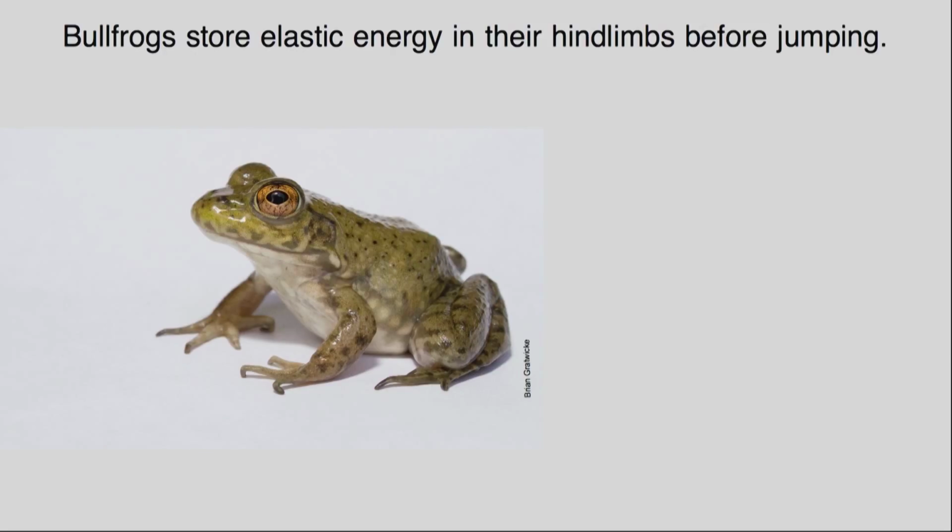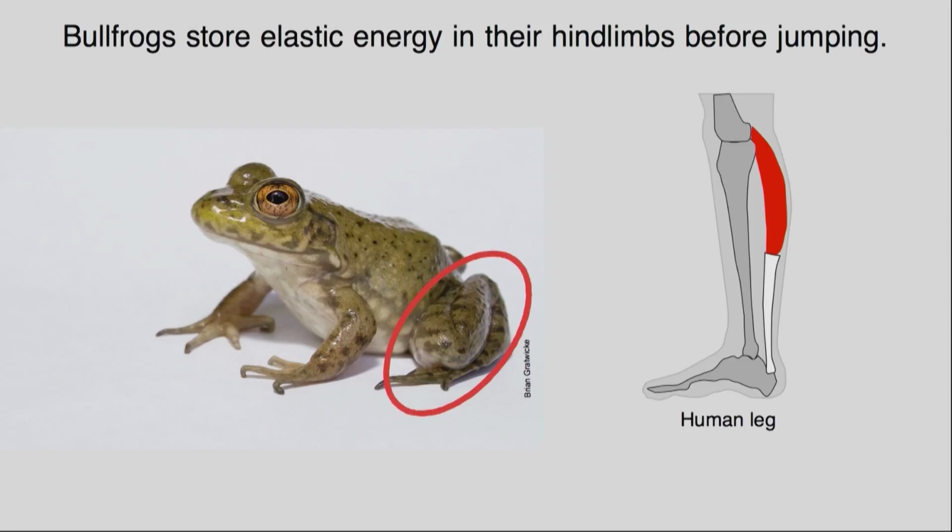Bullfrogs, or frogs in general, have been shown to store elastic energy prior to a jump in their hind limbs. And the reason why this is important for us to understand is that by understanding the spring system in the frog, we learn something about the human leg, because these systems are very similar. There are some differences, but they're very, very similar in terms of having a muscle connected to a tendon.